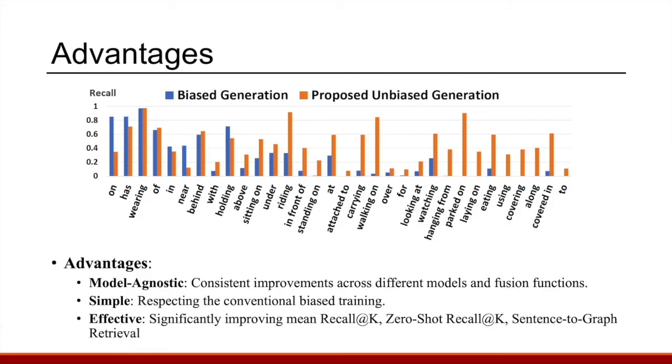Given the same trained neural motif model, after applying our unbiased inference, we almost perfectly remove the long-tail distribution appearing in the performance. The tail categories can perform as well as the head ones. The only thing that hinders the performance is the difficulty of each category, but not the distribution anymore. There are 3 advantages of the proposed unbiased inference. It's model agnostic, simple, and effective.